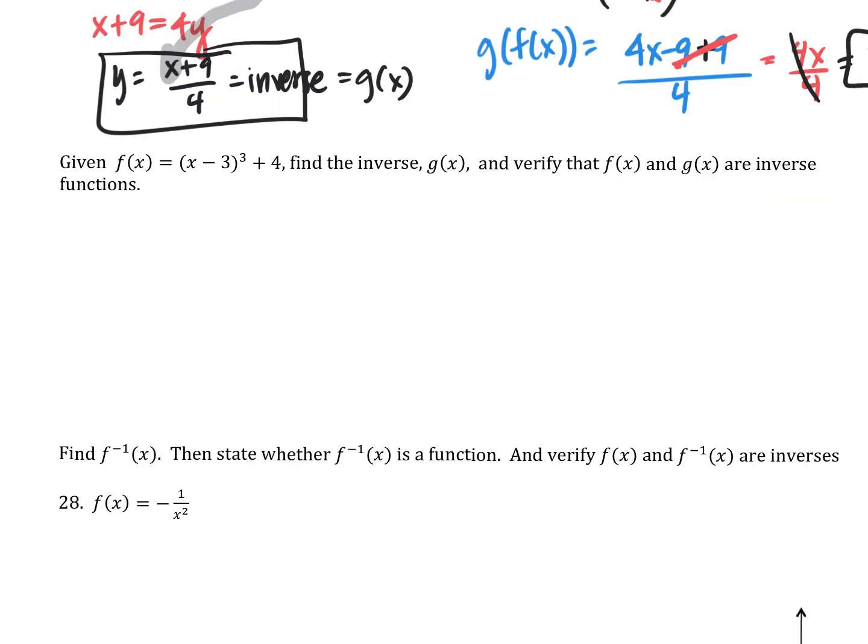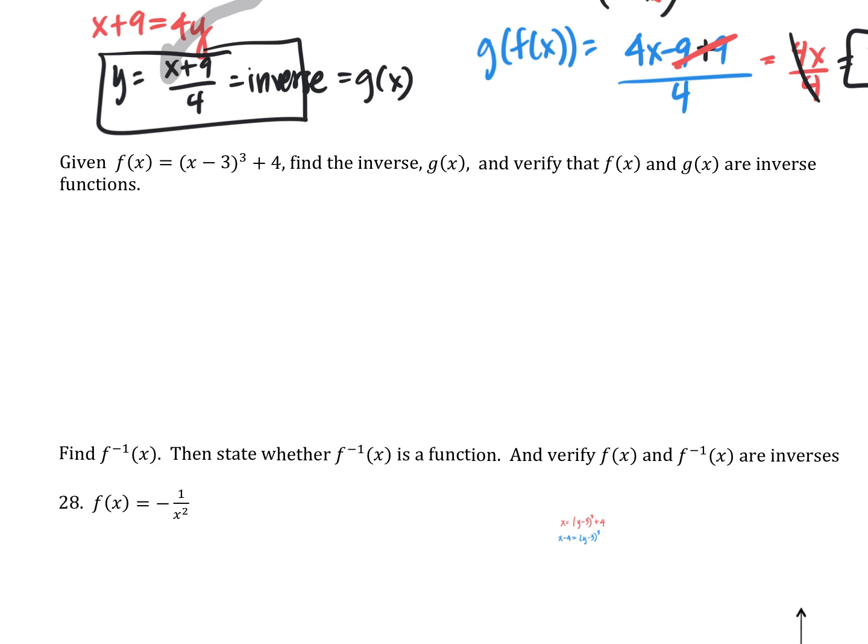So I gave you the function. We got to go find the inverse. What are we going to start with? Switch them. Thanks, Tay. What do we got? x equals y minus 3 cubed plus 4. So good. You guys, we always start by flipping our x and y. Let's go get my y by itself. Starting with x minus 4 is y minus 3 cubed. It's cubed.